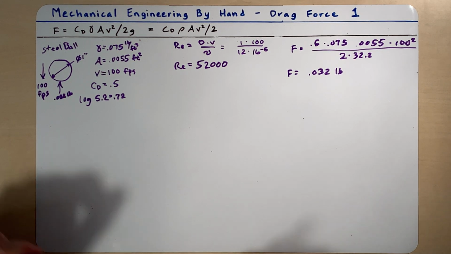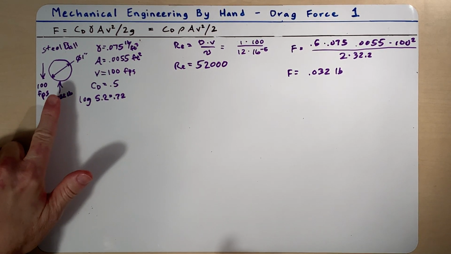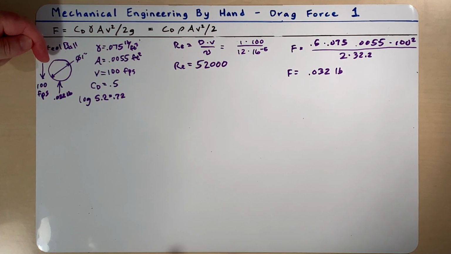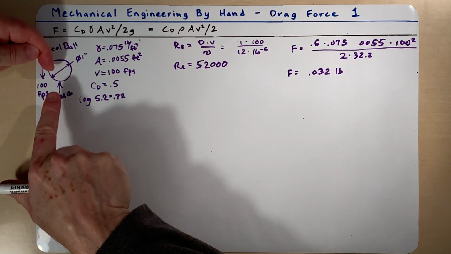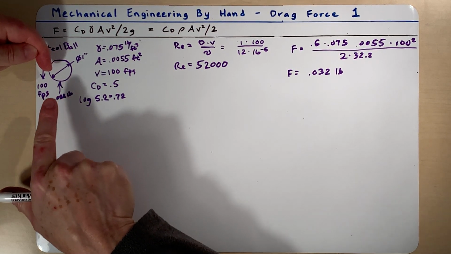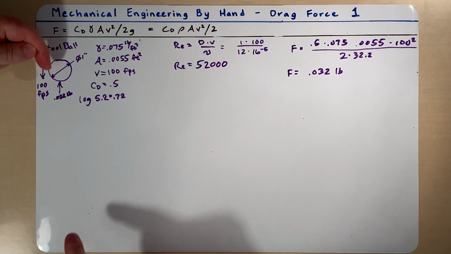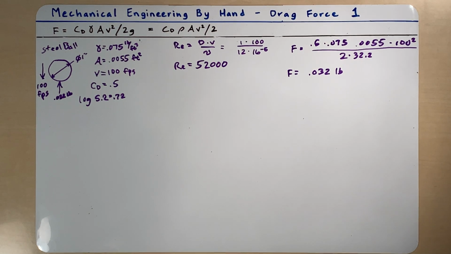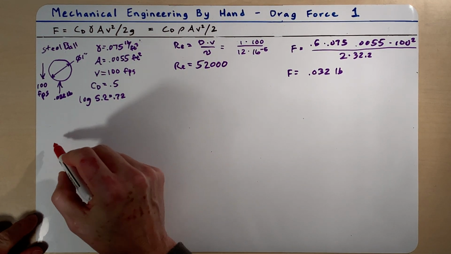The terminal velocity is when the drag force equals the weight. So we'll have a force pulling the ball down equal to its weight, or mass times gravity, and then an equal force acting up from the drag force. And at that point, the steel ball will stop picking up velocity and it will just continue to fall at that velocity, which is its terminal velocity. So let's look at that.